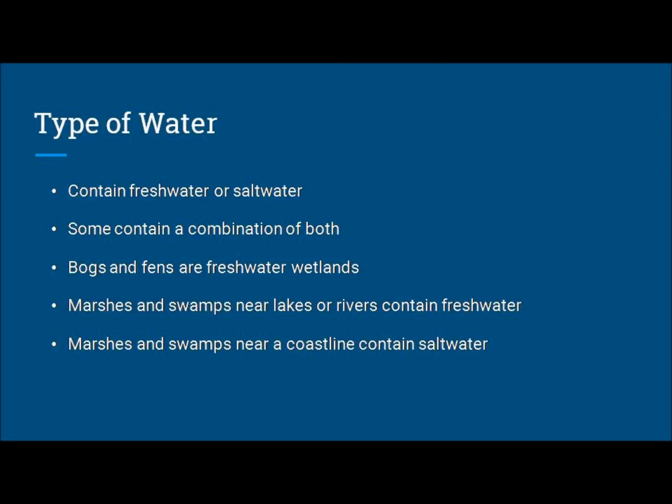Wetlands can contain fresh water, salt water, or both. The type of water has a great effect on the types of life that are able to survive there. Bogs and fens always contain fresh water. Marshes and swamps also have fresh water if they're near lakes or rivers. However, marshes and swamps near a coastline contain salt water.